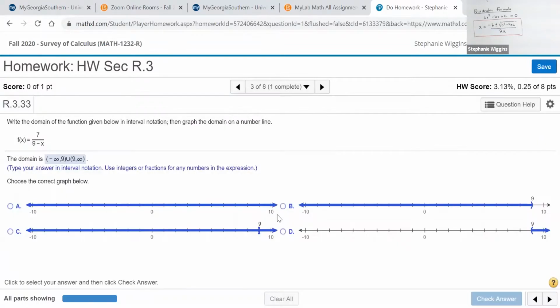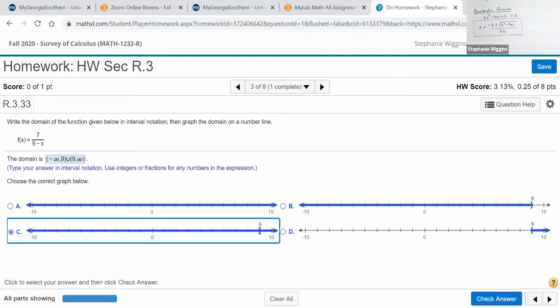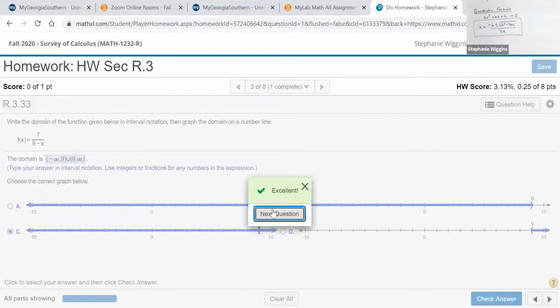Okay. And then they want me to graph it. So it's everywhere except at 9. And see this? It's hard to see, but those are the open brackets. So this one represents all real numbers. This one is less than or equal to 0. This one's less than 0, greater than 0. This is all centered around 9, but not including 9. So it's C. Okay, so that's how we do these.